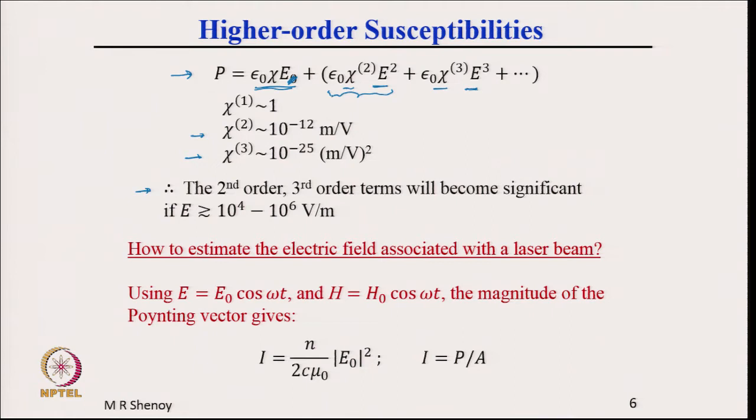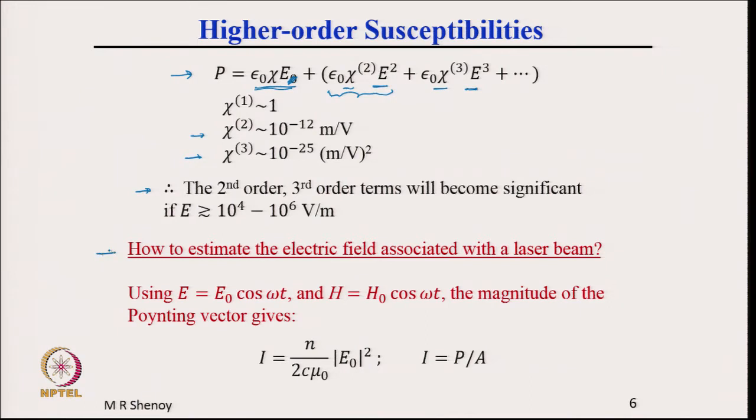For example, if you take the second order coefficient here, second order term, then chi 2 is of the order of 10 to the power of minus 12, and therefore, if E is of the order of 10 to the power of 6, then it is minus 12 multiplied by 10 to the power of plus 12, and it comes to the same order as chi 1 of the order of 1. And that is why we have written, if E becomes 10 to the power of 4 to 10 to the power of 6 of that order, then the second order term will become important, and similarly the third order term.